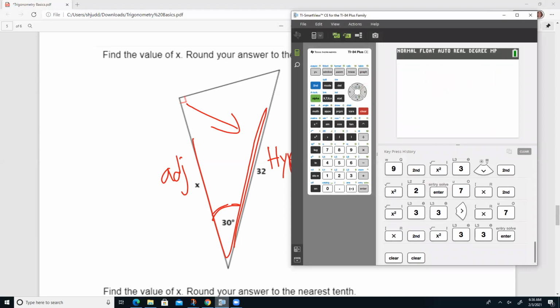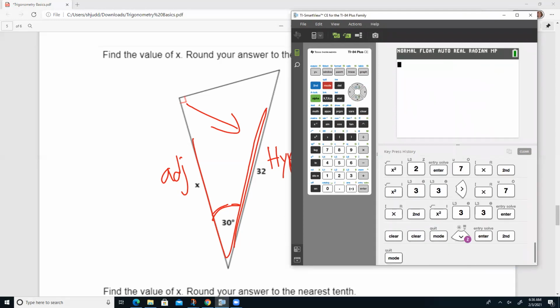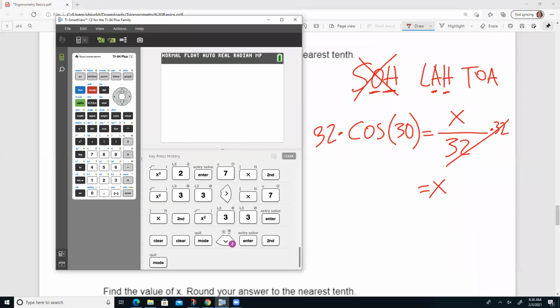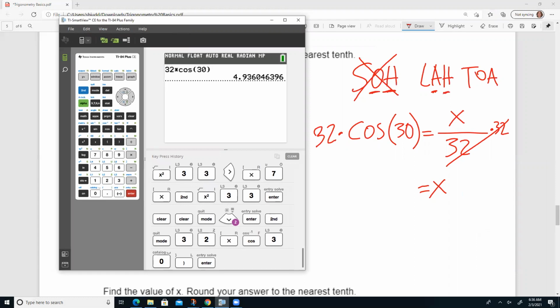Now, as you're plugging things into your calculator, one thing to be very careful of is what mode you're in. Your calculator will probably automatically start in radian mode. And if I try and plug this problem into my calculator in radian mode, I'll plug in 32 times the cosine of 30, and it's going to give me some number which actually isn't correct, which also doesn't make sense. We have a side that's less than 5 on this triangle when one of the other sides is 32. That's a very small side.